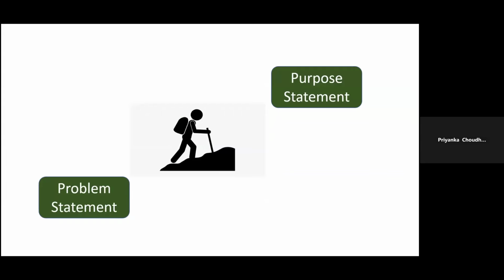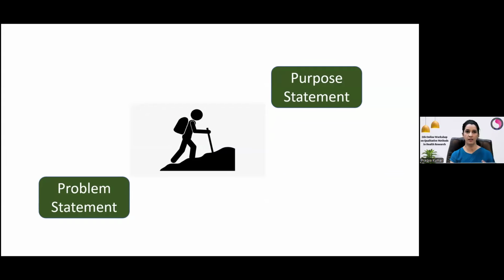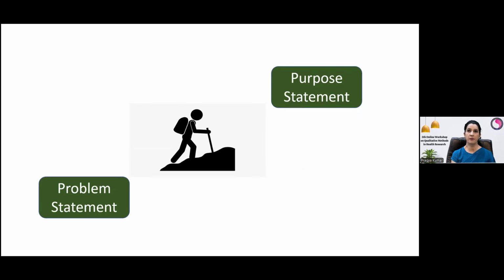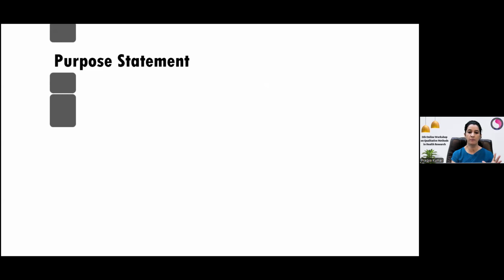Yes, ma'am. So you can see that once you are done with your problem statement, then you make your purpose statement. So there are two components: the problem statement, which has the background, which we have just seen, the problem and the significance. Then comes the purpose statement, where you write the purpose of this study. Like we write objectives in quantitative research, here you write this in the form of a purpose statement.